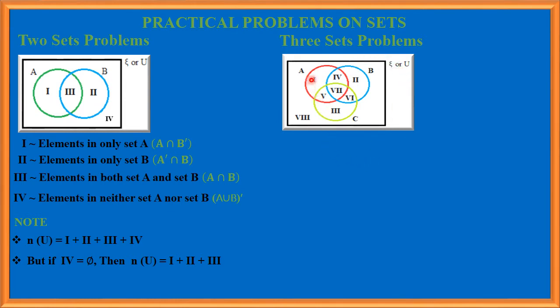This one too, we have portions I, II, III, IV, V, VI, VII, and then VIII, Roman number 8. So we have 8 portions or 8 sectors or sections. This one too, the I contains elements which belong to only set A, just like in the two set problems. So this is how we represent that mathematically: A intersection B prime intersection C prime.